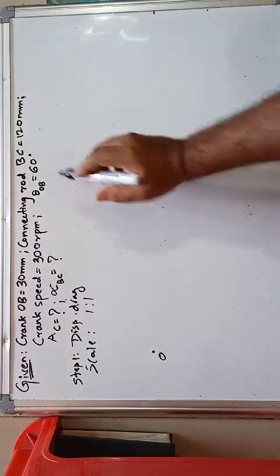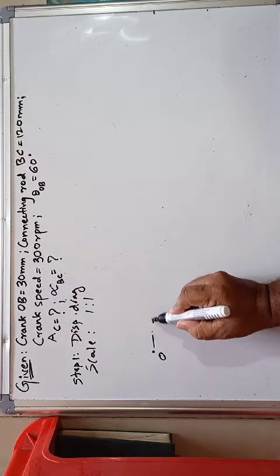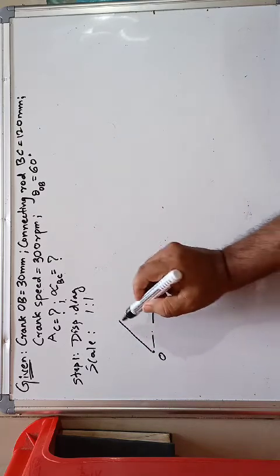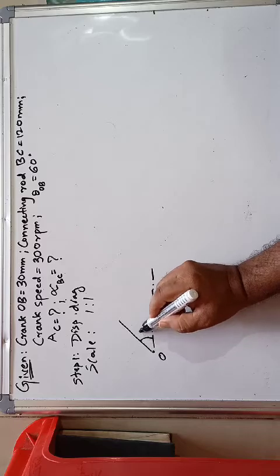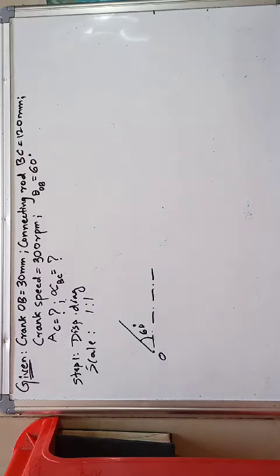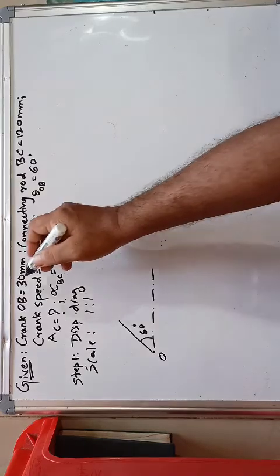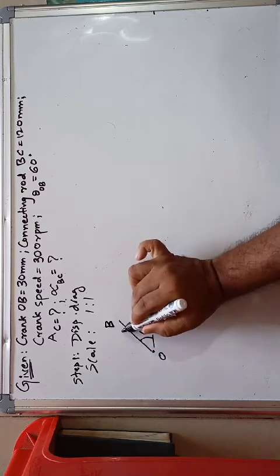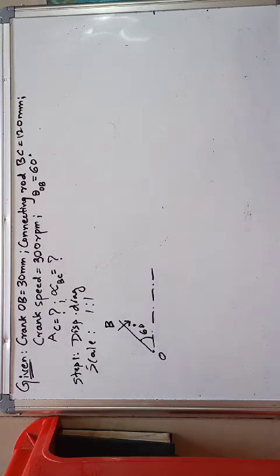It is making an angle of 60 degrees with the horizontal. I will draw a line at 60 degrees from O, and cut this line with a length equal to 30 millimeters. Here I am going to get the point B. This is the crank, rotating at 300 rpm in the clockwise direction.